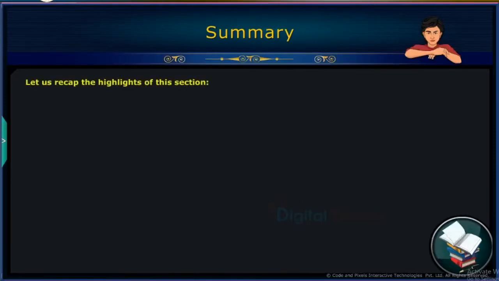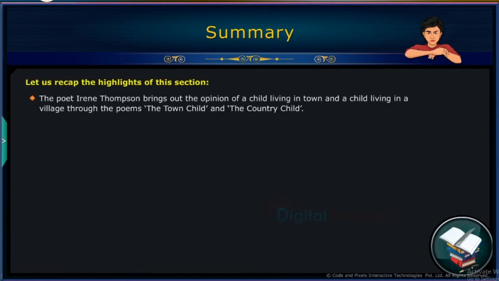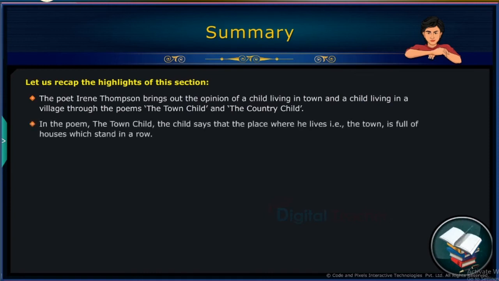Summary. Let us recap the highlights of this section. The poet Irene Thompson brings out the opinion of a child living in town and a child living in a village through the poems The Town Child and The Country Child. In the poem The Town Child, the child says that the place where he lives, that is, the town, is full of houses which stand in a row.